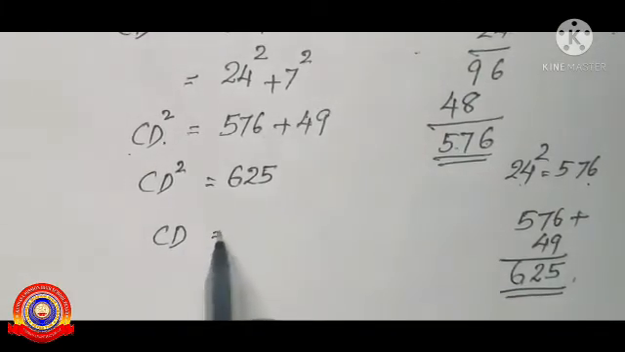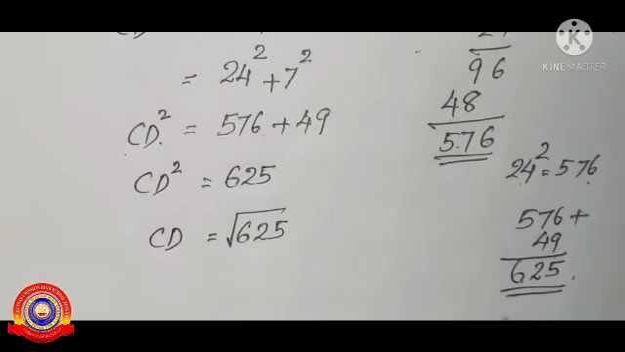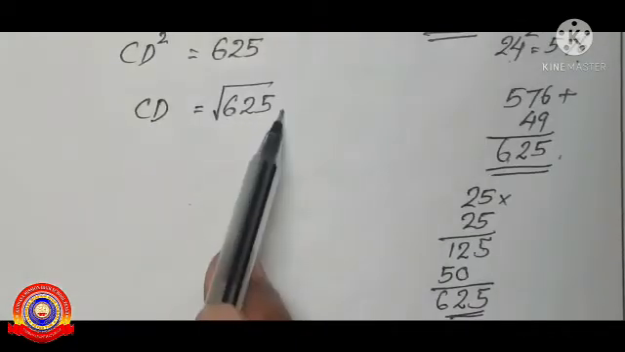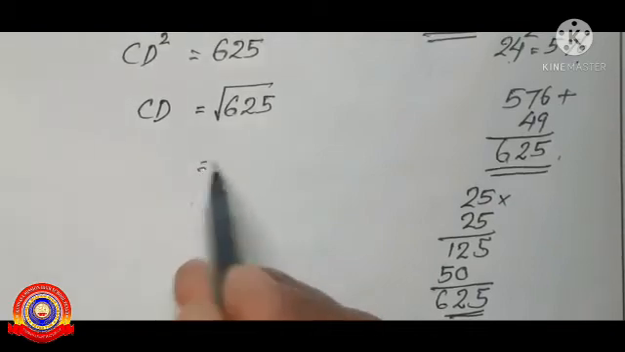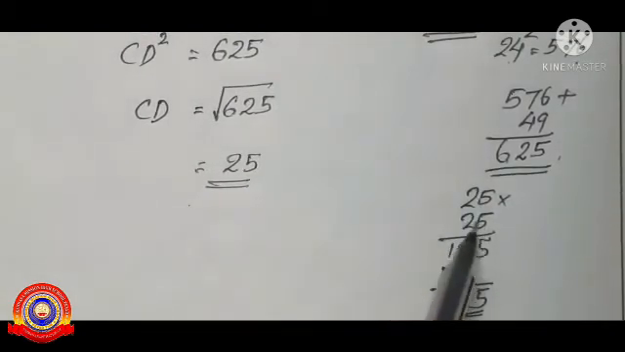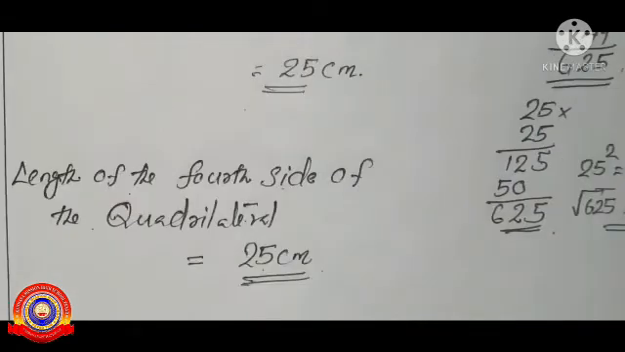We have to find CD. CD equal to square root of 625. We know that 25 square is equal to 625. Then square root of 625 is equal to 25. So the length of the fourth side of the quadrilateral is 25 centimeter.